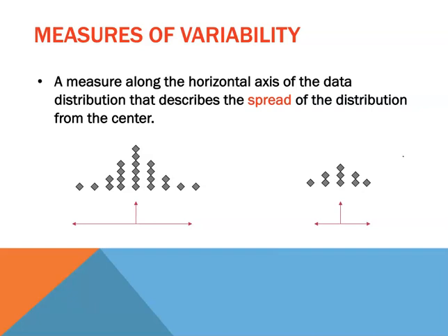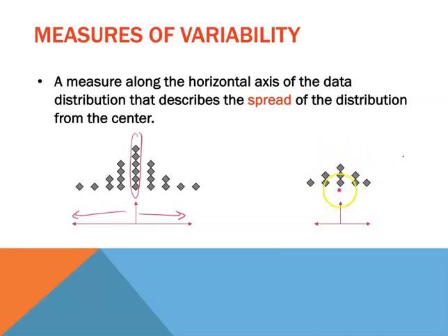So what is a measure of variability? It is a measure along the horizontal axis of the data. So this is the horizontal axis of the data distribution that describes the spread of the distribution from the center. So here we have a symmetrical distribution, right? So we are going to assume that our center is over here because that looks like it. So the distribution from the center is this much and this much. I don't know how much that is, but that is how it looks like.